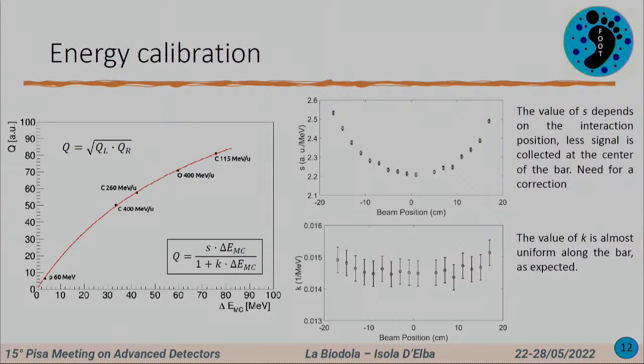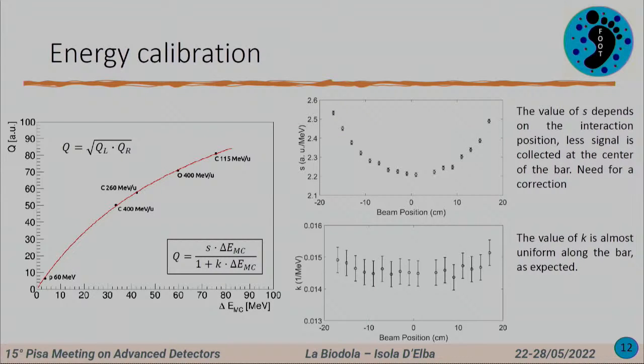We performed also the energy calibration of the detector using the energy released, evaluated using a Monte Carlo simulation, and fitting the collected charge as a function of this energy using Birks' equation. And we obtained a calibration for each bar of the detector. We plot here the results for one bar as a function of the interaction position.